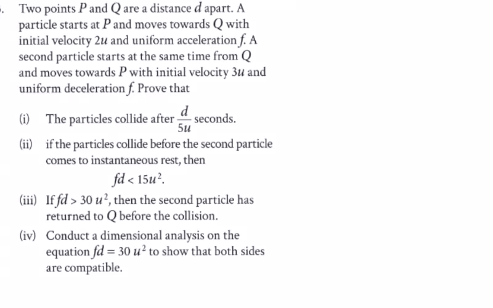In this question, 2 points P and Q are a distance D apart. So let's draw that. P and Q are a distance D meters apart. That doesn't say meters, but we can assume that it is. And P moves towards Q, so in this direction, with initial velocity 2u. And Q is going to be moving in this direction with initial velocity 3u.